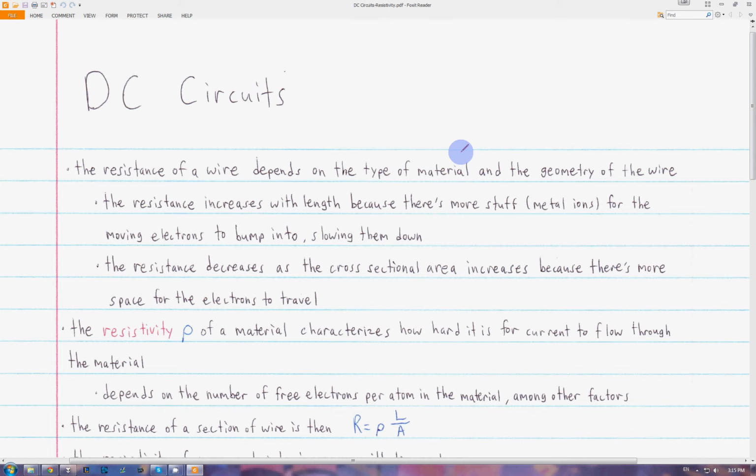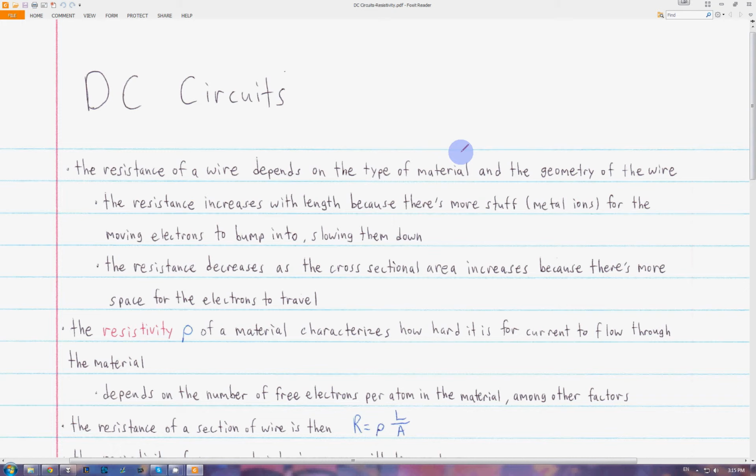In this video we're going to go over how to calculate the resistance of a wire and also look at some real-life applications of resistivity and other aspects of DC circuits. So the resistance of a wire basically depends on two things: the type of material and the shape of the wire.